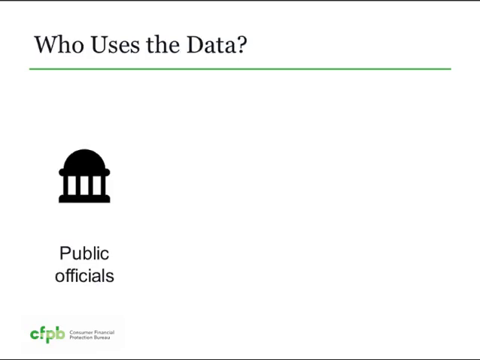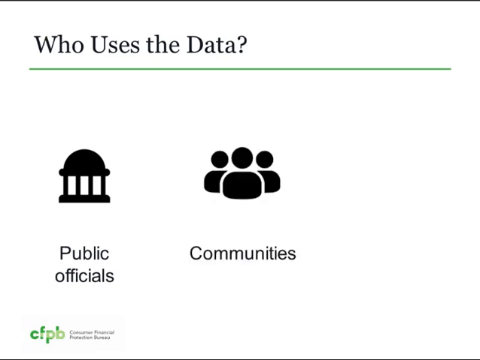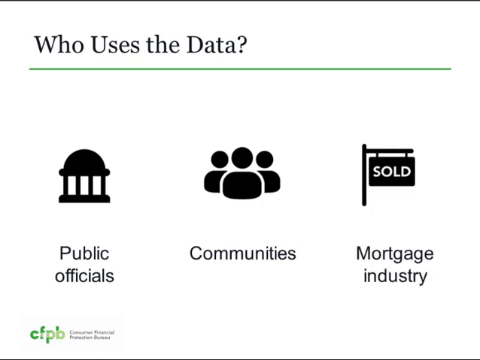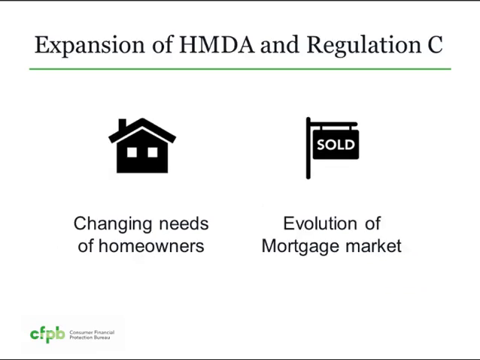So who uses HMDA data? Public officials use the data to develop and allocate housing and community development investments, respond to market failures, and monitor whether financial institutions may be engaging in discriminatory lending practices. Communities use the data to ensure that lenders are serving the needs of individual neighborhoods. Participants in the mortgage industry use the data to inform them of business practices. HMDA and Regulation C have been updated and expanded over time in response to the changing needs of homeowners and the evolution of the mortgage market.